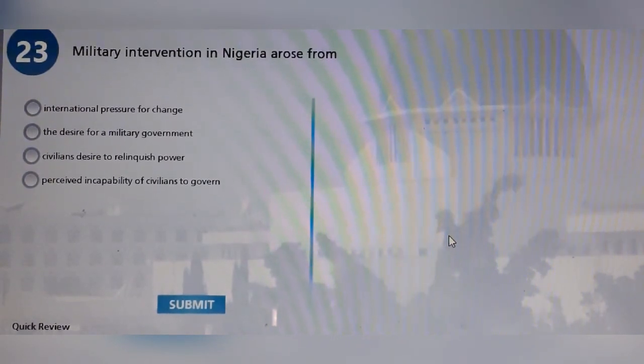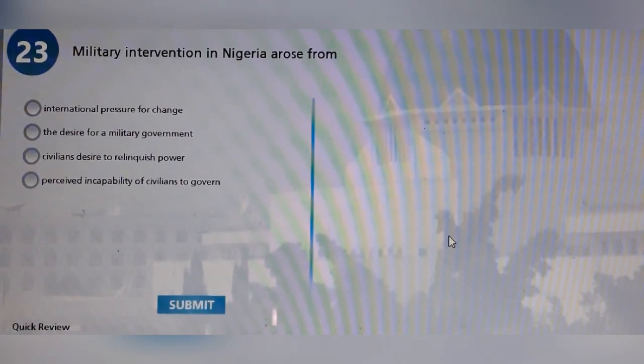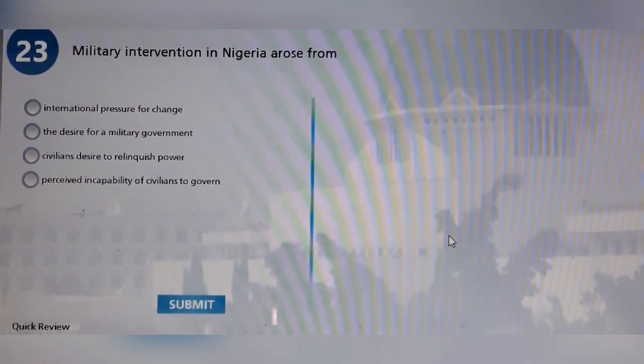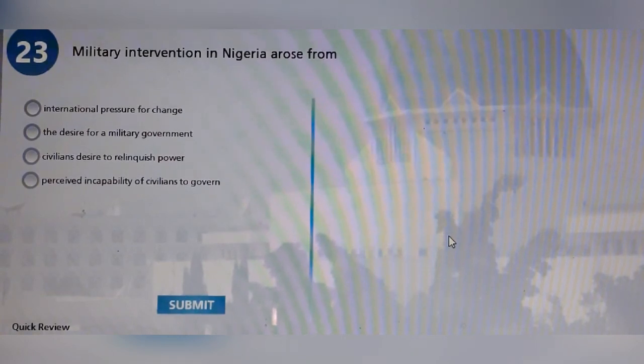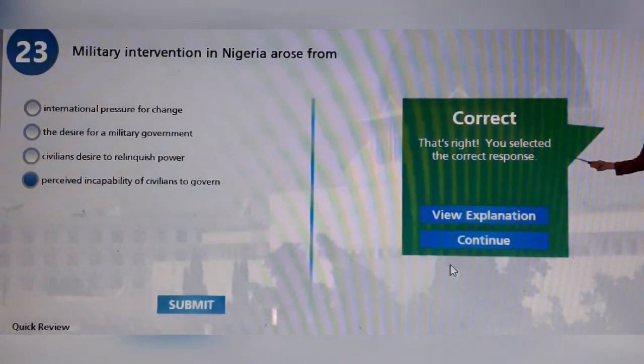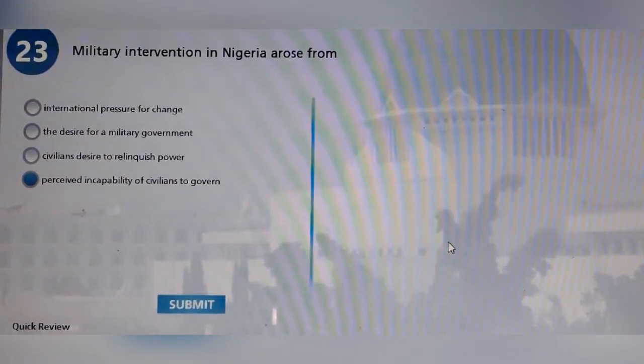Number 23 now. Number 23 says military intervention in Nigeria arose from A, international pressure for change, B, the desire for a military government, C, civilian desire to relinquish power, and D, perceived incapability of civilians to govern. So what was the reason the military intervened in the political affairs of Nigeria? Mainly it was because they perceived that civilians were incapable to rule themselves. That was the main reason they intervened in Nigeria's affairs. So our correct answer is D, perceived incapability of civilians to govern. Let's move over to the next question.